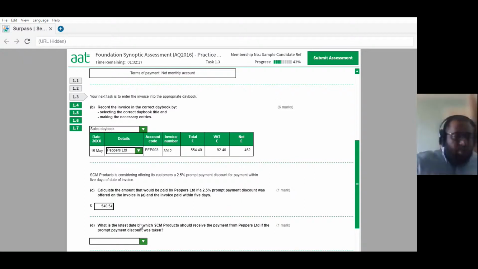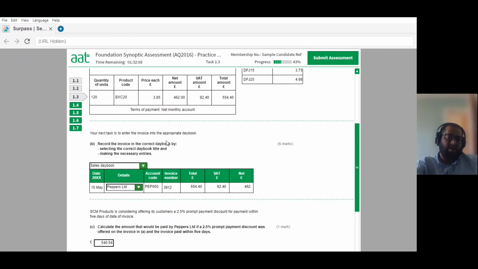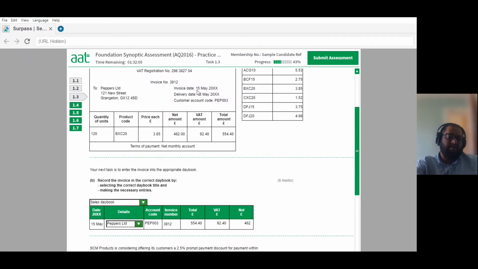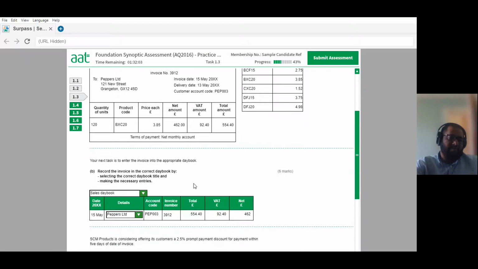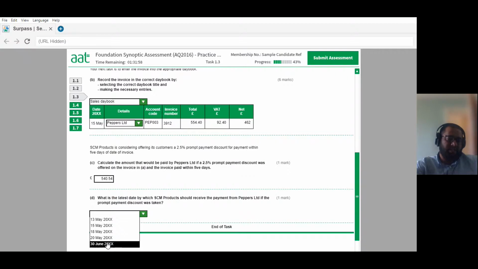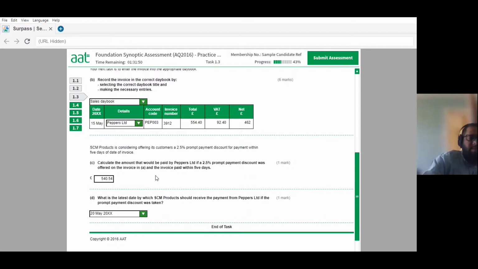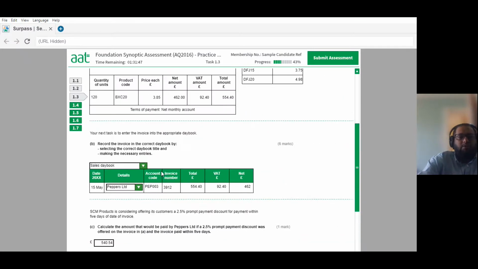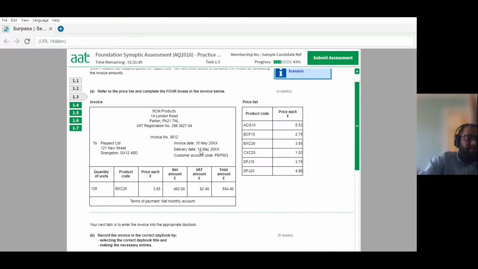I end up with the amount the customer will be paying you is going to be £540.54. Then it's asking you what is the latest date by which SCM product should receive the payment from Peppers Limited if the prompt payment discount was taken. So if you look at that here, the date of the invoice is going to be 15th of May. From there, it's going to be 5 days. So the latest is going to be 20th. So that is the latest date the payment should be taken by SCM Limited. Okay, so what do you see now? The whole of your bookkeeping transactions covered in one part.